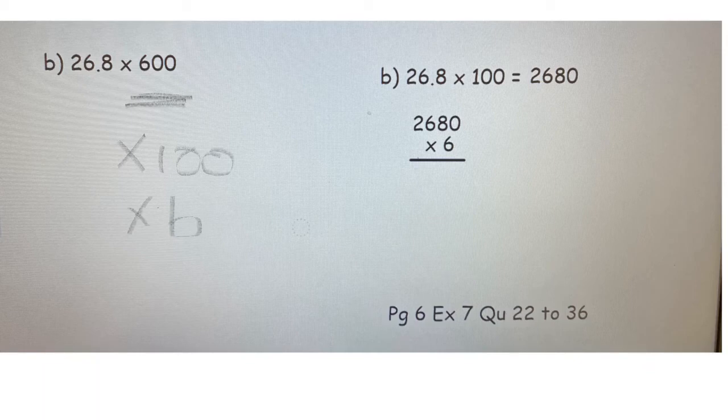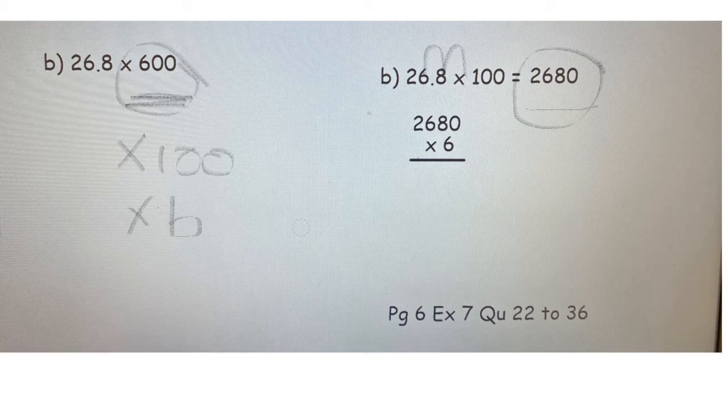And then in your jotter, you're going to write down, right, well, if I multiply 26.8 by 100, the decimal point does 2 jumps forward, and I'm going to end up with 2680. And then that answer, that 2680, we're going to times by 6, because it was 600 over here.